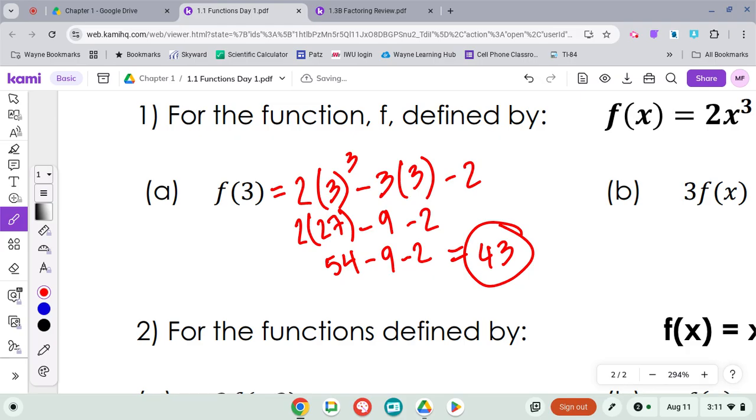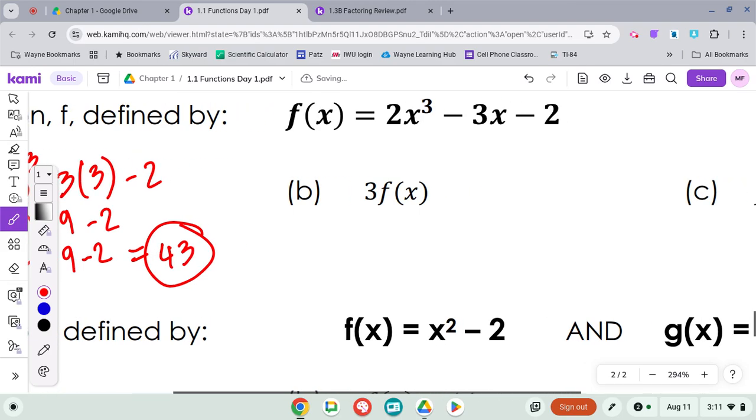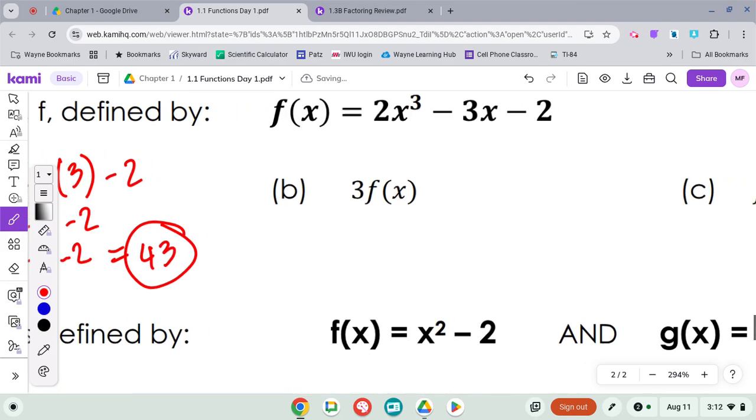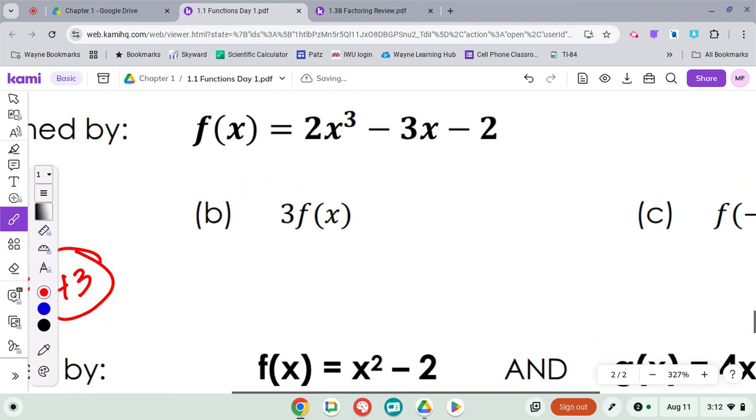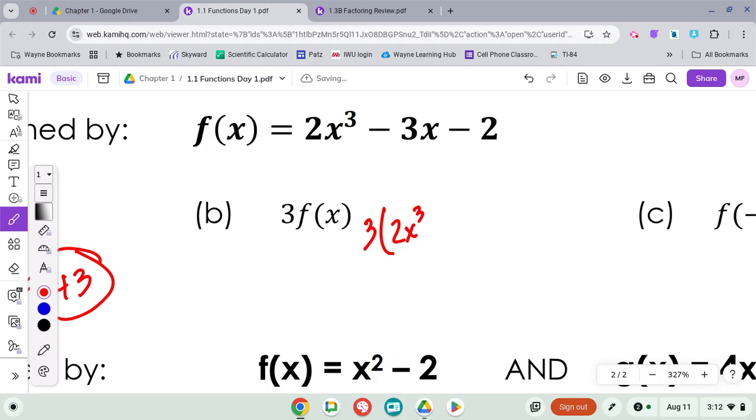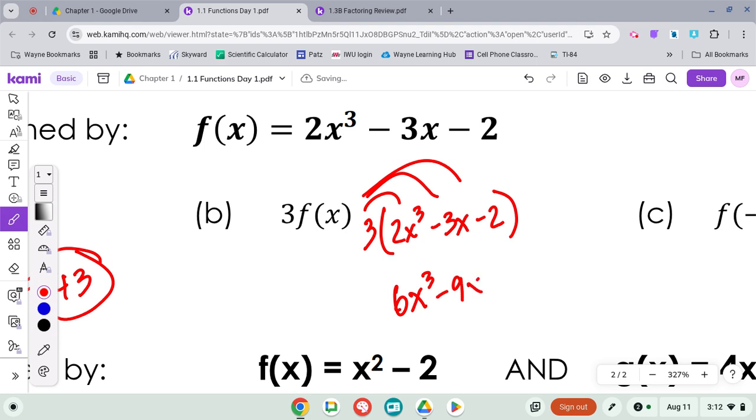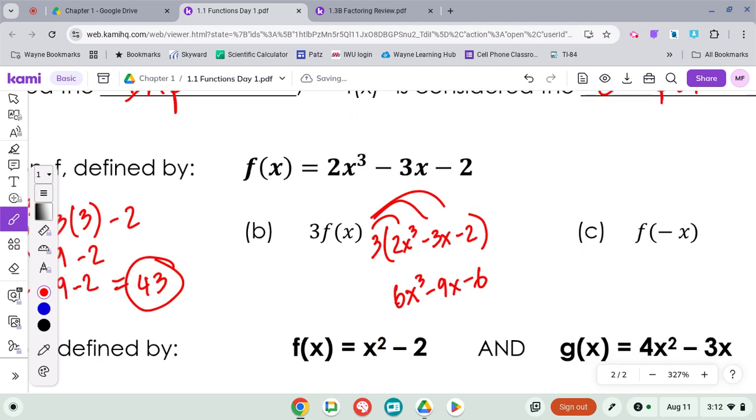Okay. Now, part B here is slightly different. Instead of f of 3, it's now 3 f of x. Now, if we think about that, if we know that f of x is 2x cubed minus 3x minus 2, 3 f of x is just we take this entire thing and we times it by 3. So 3 times whatever f of x was. And then we can just distribute that, and we're left with 6x cubed minus 9x minus 6.